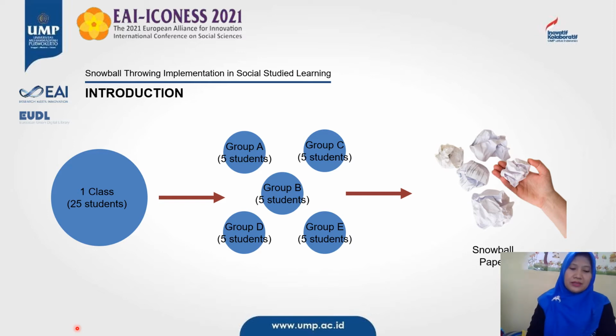At the beginning, students are divided into small groups. Then, each group makes different questions according to the predetermined topic on a piece of paper, which is then rolled into a small ball. Afterward, the student throws the small paper ball to a friend from a different group. And last, the student who gets the paper ball must answer the question. If the answer is correct, the group gets 10 points. But if it is wrong, the group gets 0 points.